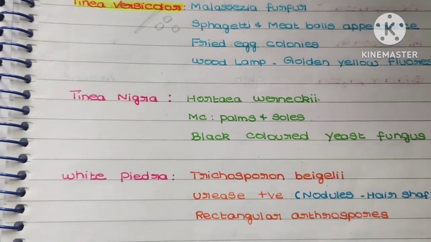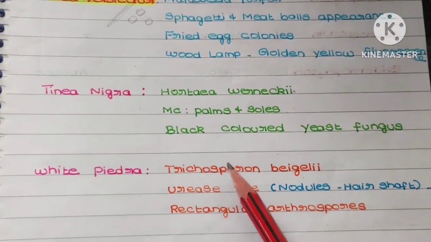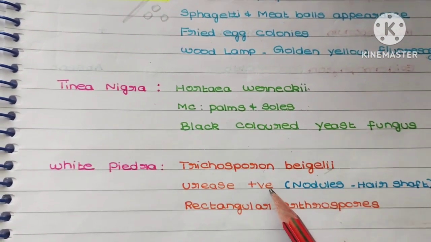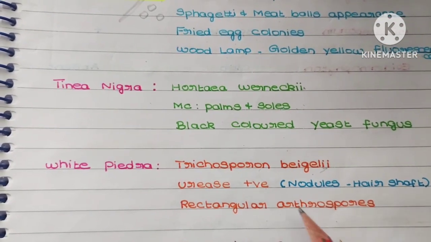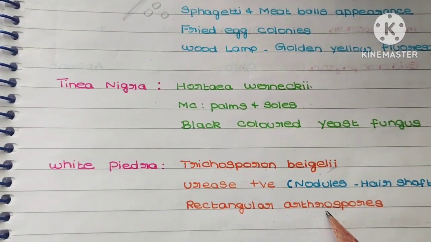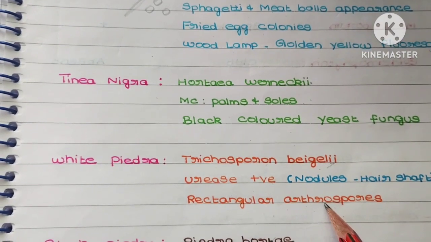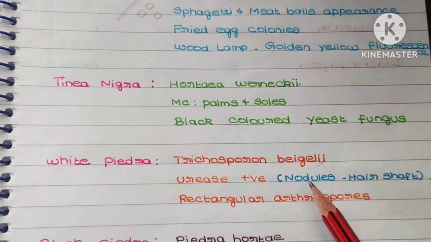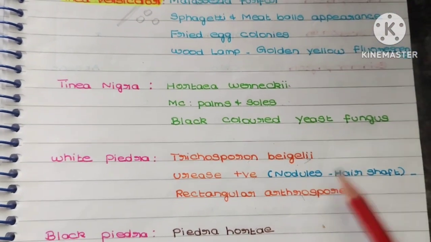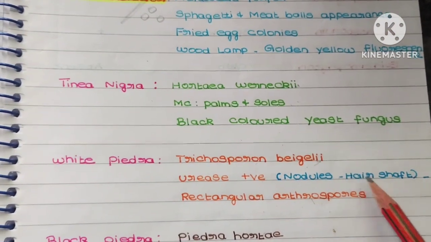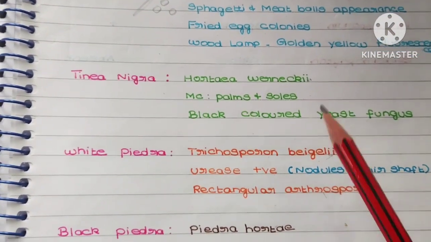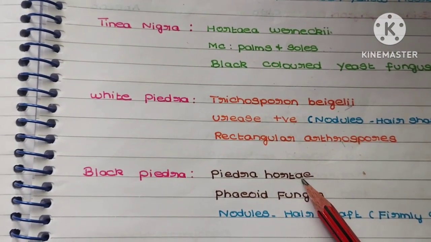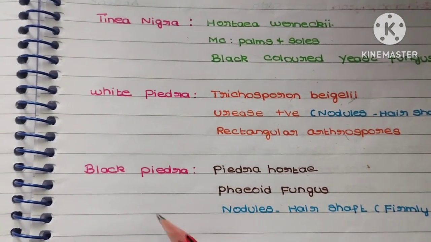Next, coming to white piedra, it is caused by Trichosporon beigelii, and here the urease test is positive and it has arthrospores. Again, arthroconidia are seen in coccidioidomycosis. Here there are nodules on the hair shaft, but they are less firmly attached to the hair shaft, whereas black piedra is caused by Piedraia hortae. It is a dematiaceous fungus, black.